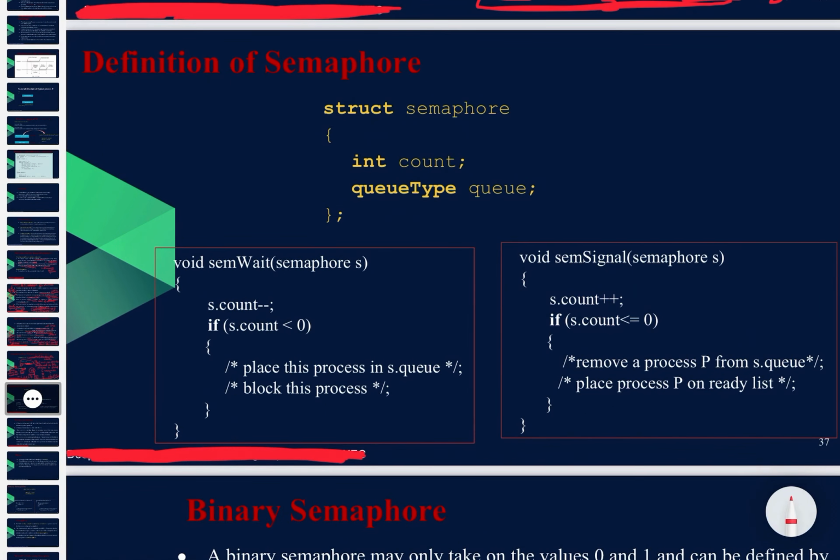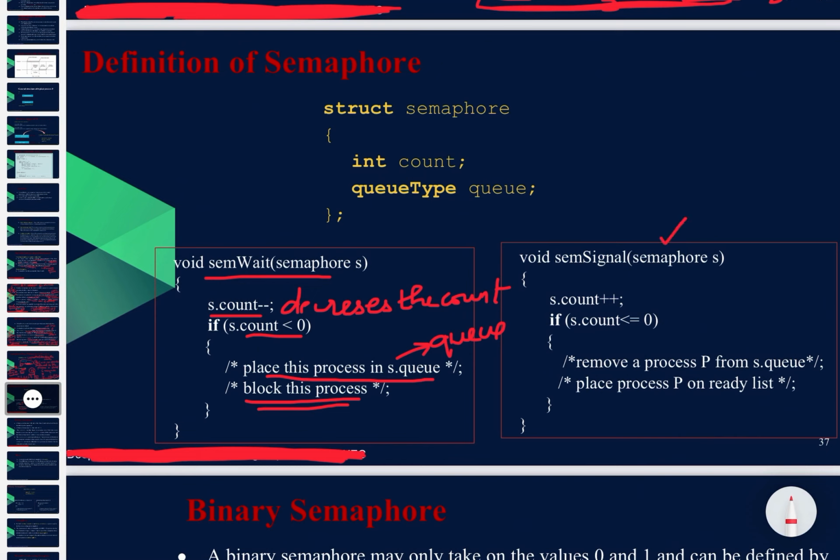So the definition of a semaphore: struct semaphore, int count, and the queue type you will have to mention. So void sem wait (semaphore S). The first operation is the sem wait operation: S.count--. So what does a sem wait operation do? It decreases the count of semaphore S. When you go on decreasing, what will happen? The value will be less than 0. If the value is less than 0, then block the process and place the process in the queue.